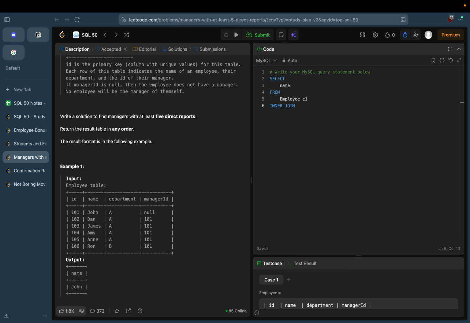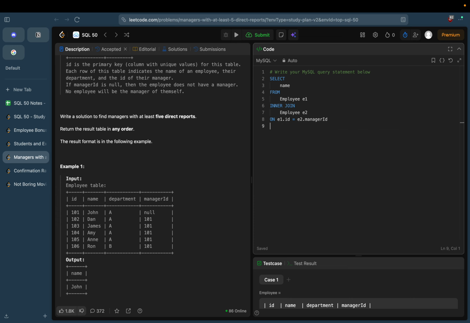Inner join, the same table that is employee. Now this time we want to call it E2 because we'll be joining it on manager ID. The joining condition on E1.id equals E2.manager ID. That's what we want to join and check things on.